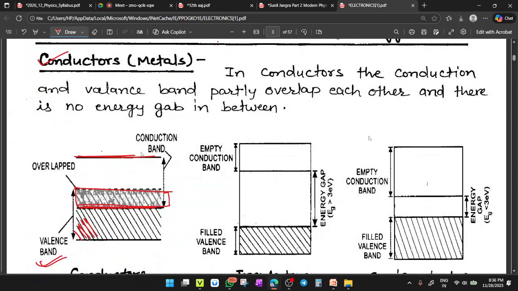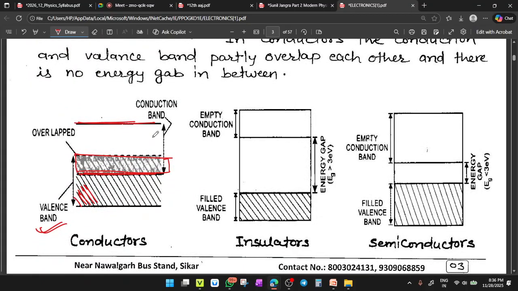This is called conductors. There is no energy gap. So if anyone asks what is the energy gap here, it is equal to 0. Then for an insulator, the energy gap is greater than 3 electron volt. That is quite high from the perspective of an electron. This energy is very high.